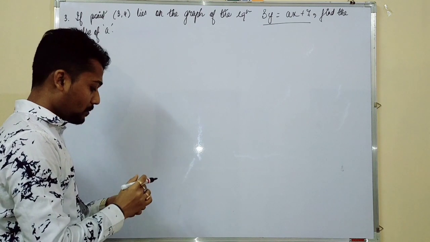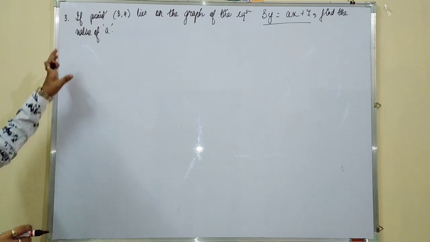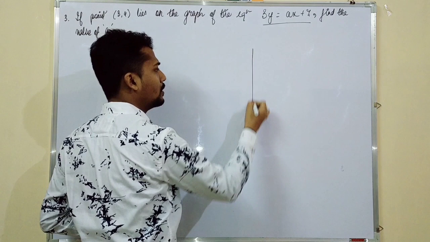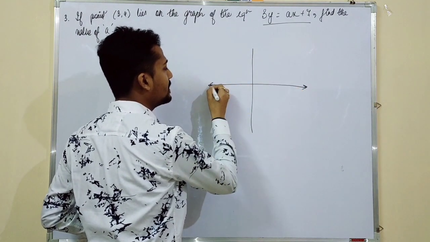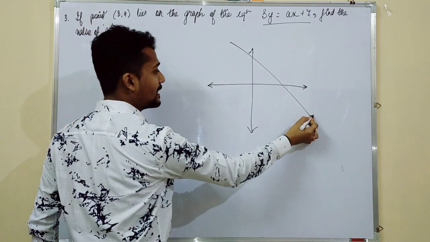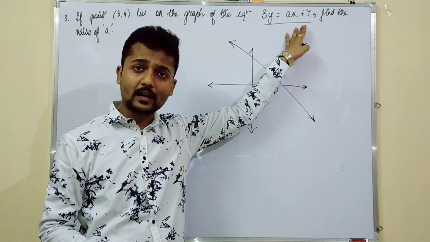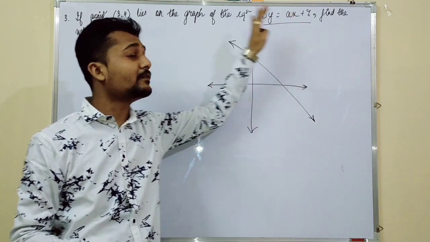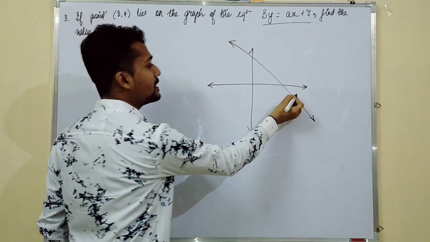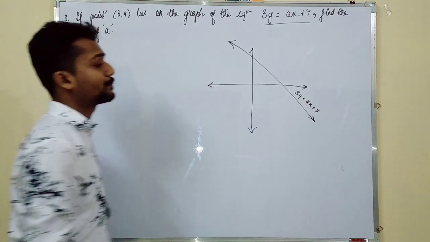Now you have to understand this particular question. If the point lies on the graph of the equation, what do we know? We know that a linear equation forms a straight line graph, isn't it? I don't know what the straight line graph of this equation will be, but I have assumed it to be this. So this is the equation: 3y is equal to ax plus 7.